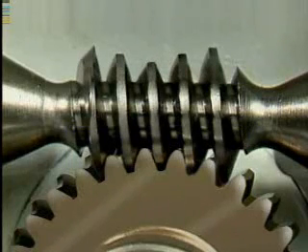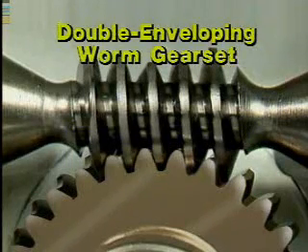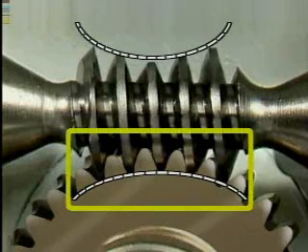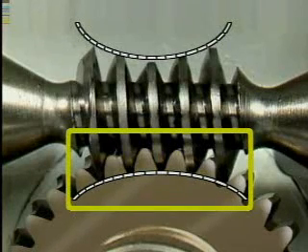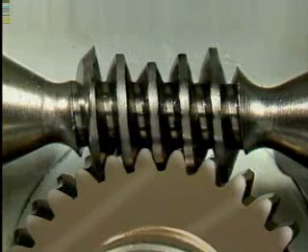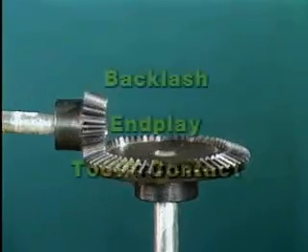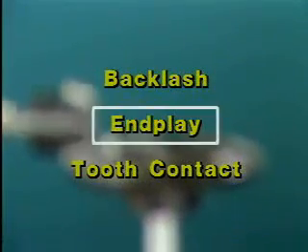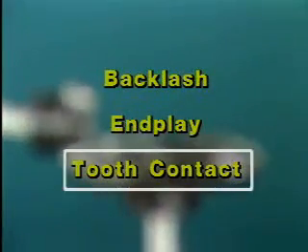Another type of worm gear set is the double enveloping worm gear set. In a double enveloping worm gear set, the worm is also throated so as to wrap partway around a throated gear. This arrangement further increases the contact between the worm and the worm gear. So this type of gear set can carry even larger loads than a single enveloping worm gear set of the same size. Now we're going to discuss some terms that are commonly used when working with gears. These terms include backlash, end play, and tooth contact.